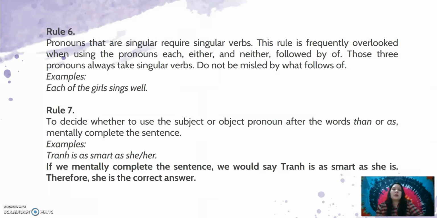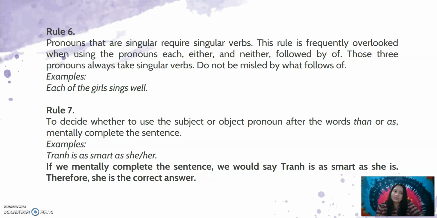Rule 6. Pronouns that are singular require singular verbs. This rule is frequently overlooked when using the pronouns each, either, and neither, followed by of. Those three pronouns will always take singular verbs. Do not be misled by what follows of. Example: each of the girls sings well.